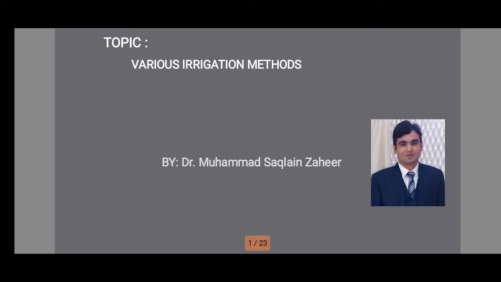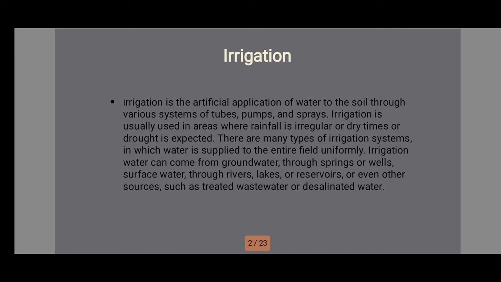My name is Dr. Muhammad Saklian Zahir and today our topic is various irrigation methods. First of all, what is irrigation? Irrigation is the artificial application of water to the soil through various systems of tubes, pumps and spray. Irrigation is usually used in areas where rainfall is irregular or drought is expected.